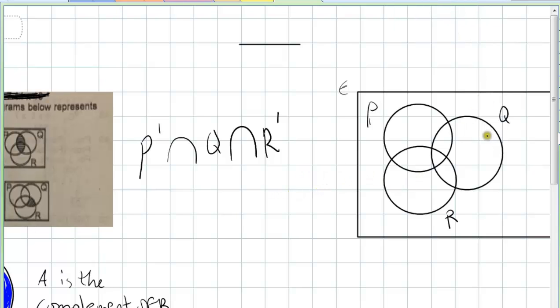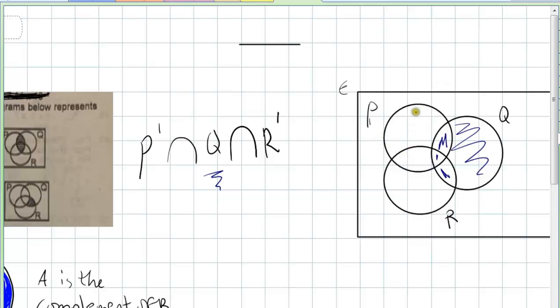So here is Q. We'll start off with that. What's Q? Well, this is Q, this is Q, and this is Q. These are all Q. But not only do we want Q, we want Q and part of P. We want at least the complement of P. So let's look at what comprises that.